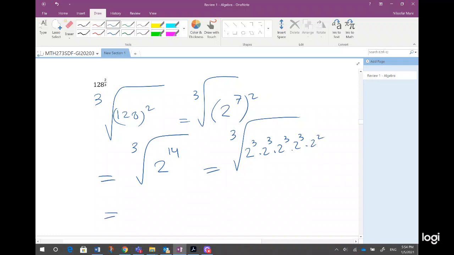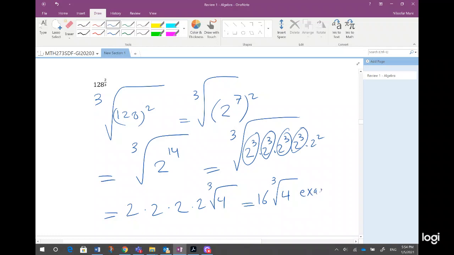Okay, what can I bring out? This one I can bring out 2, this one I can bring out 2, this one I can bring out 2. Why? Because I have power and root, the same number, so I can bring out 2, and then cube root of 4 stays inside. 4 stays inside because 4 I cannot bring out. This is exact answer. So this is 16 cube root of 4. That's exact answer. So if I say exact answer, you show it this way.